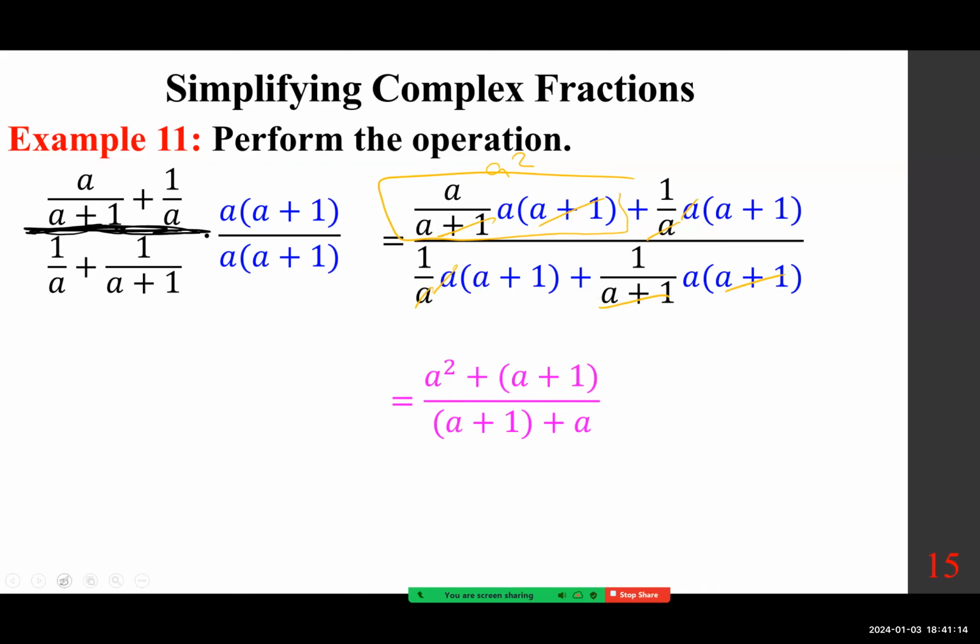Again, just a quick recap. This one gives you a times a. This gives you 1 times a plus 1. This one gives you 1 times a plus 1. And this gives you a plus 1 times a. So all you have to do is simplify. This becomes a squared plus a plus 1. This becomes 2a plus 1. And it can't be simplified. Even if you could factor the numerator, which you can't, it won't have a factor of 2a plus 1 because this doesn't have it.